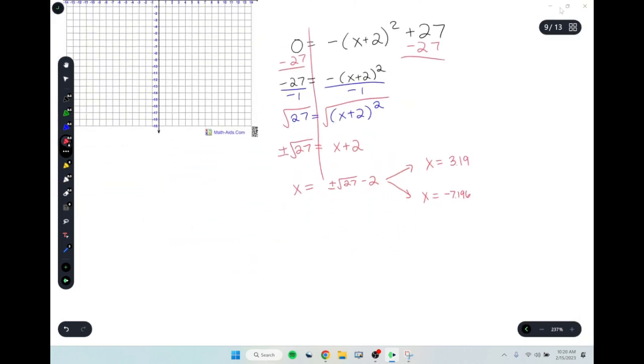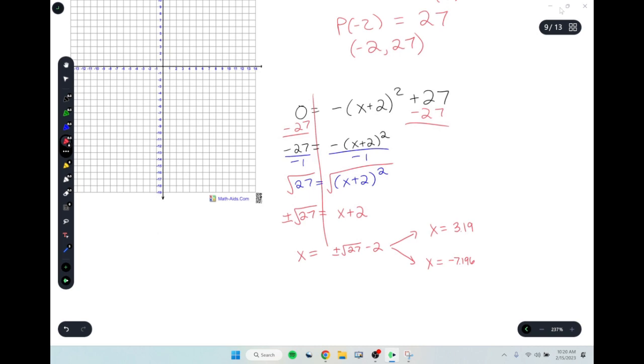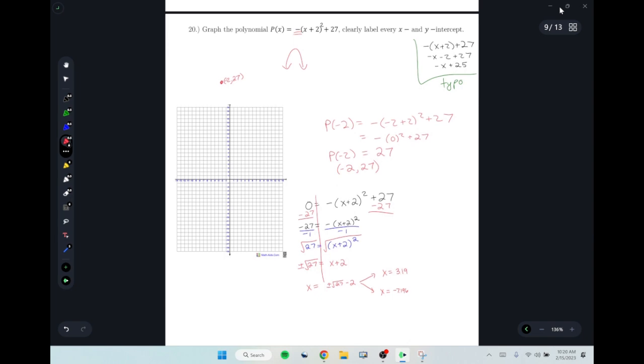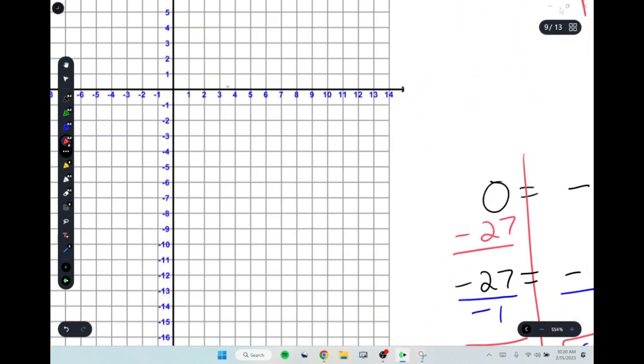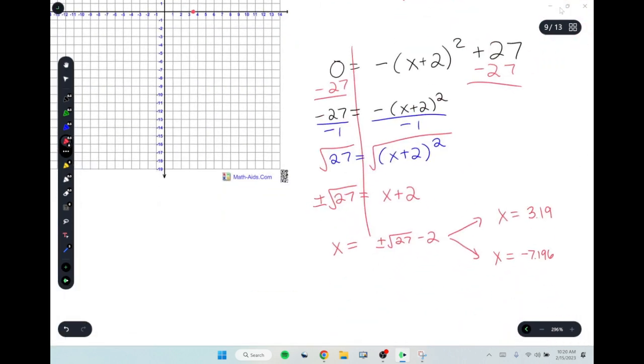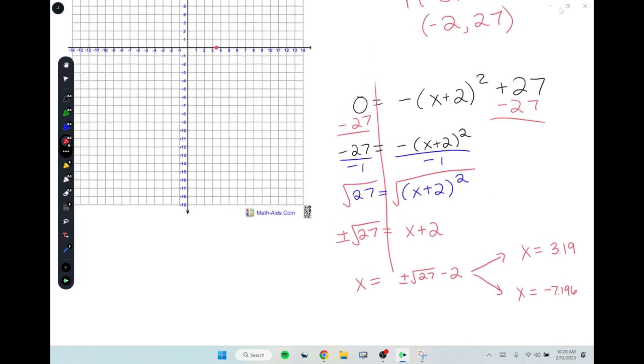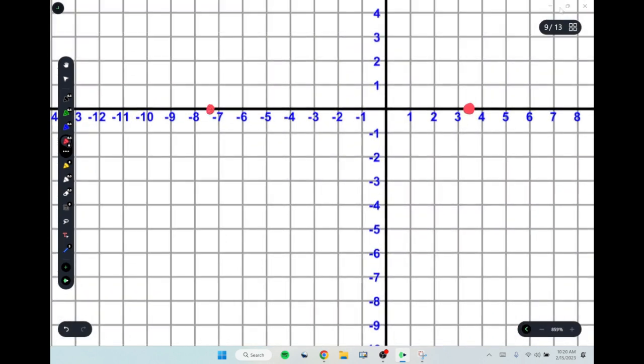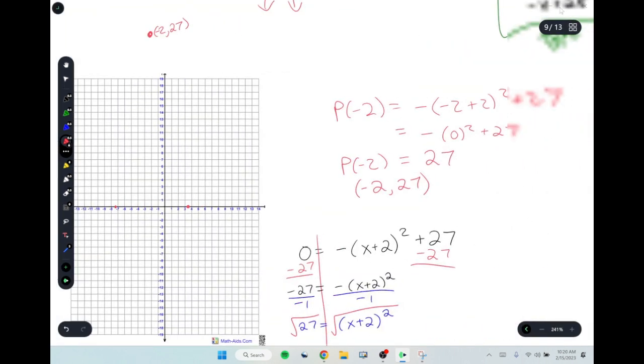Those are the two x-intercepts, right? So we've got 3.19, which is right there. And then what's the other one? Negative 7 point. I'm just going to say negative 7.2 while I graph it, because you don't know where 0.19 and 0.2 are on that graph. Oh, look at that.